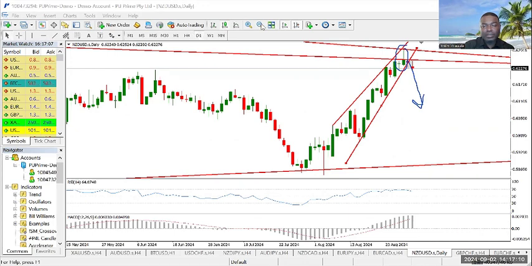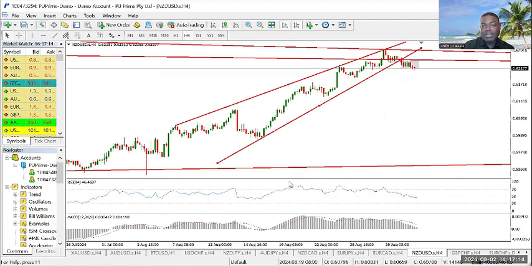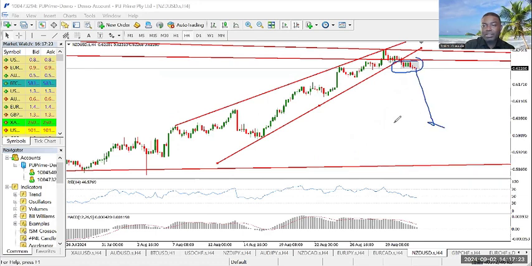So if we flip further to the 4-hour, we can clearly see we have a rising wedge pattern, and price has clearly broken out of the rising wedge, but currently it's trading within a range. So if price is able to break out completely from this range, then we'll see a bearish movement on the New Zealand USD. So I'm bearish on the New Zealand USD for this week.